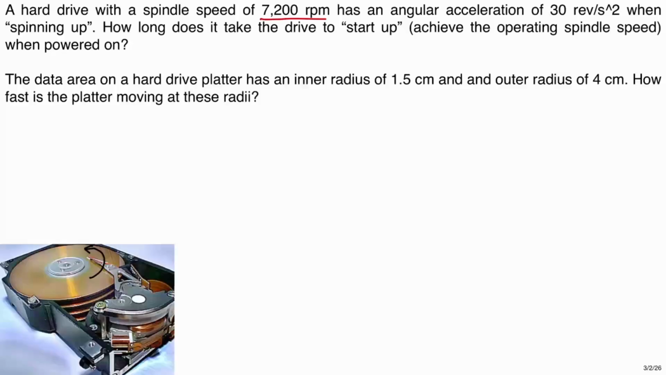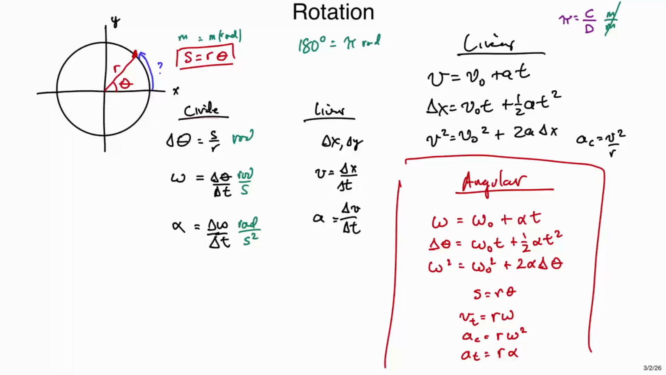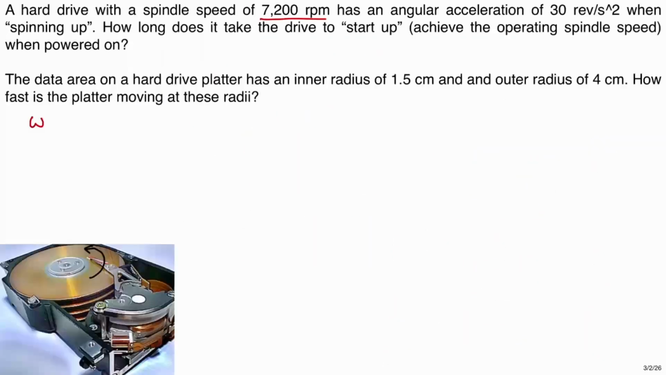Okay. Where did all those things come from? They came directly from the toolbox, didn't they? We just march across the toolbox, picking out every symbol and every term. Omega, omega naught, alpha, T, theta. Are there any more symbols? Not really. I mean, we could do the linear ones, V and X and T, right? But like, we're doing angular kinematics now, aren't we? Okay. So this is the total list of things we could know and not know.